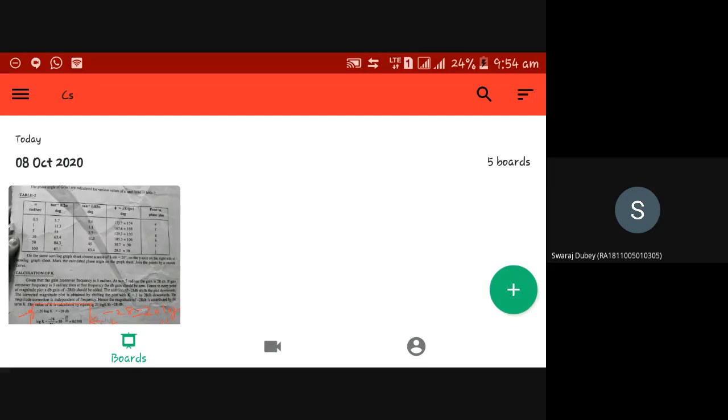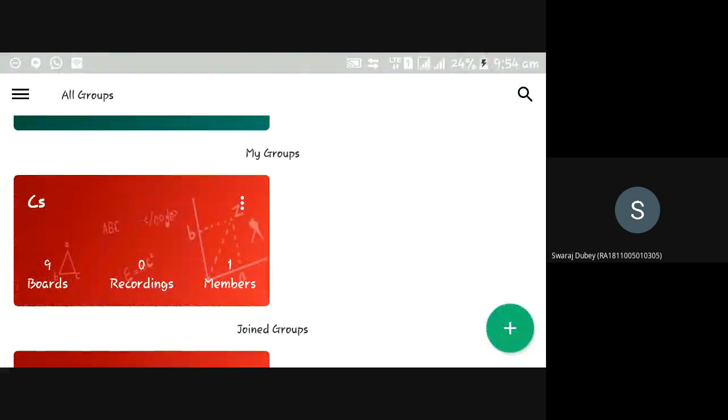Ma'am, we don't know the axis of polar graph sheets. Wait, I am telling you, I have not even started to explain what a polar plot is and how to draw it. Wait.